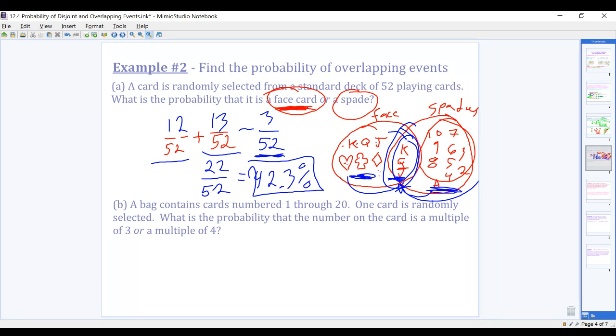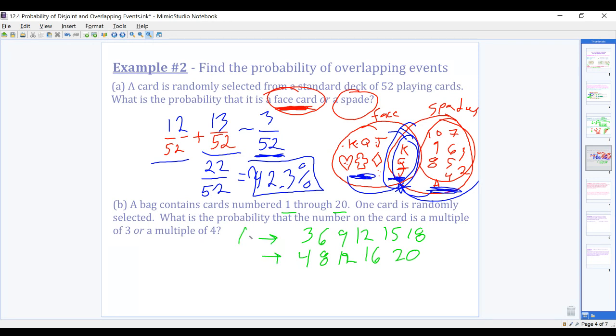The bag contains cards numbered 1 through 20. One card is randomly selected. What's the probability that the number of the card is a multiple of 3 or a multiple of 4? Okay, so multiples of 3: 3, 6, 9, 12, 15, 18. Nice. Multiples of 4: 4, 8, 12, 16, 20. All right, so these are all the possibilities, right?